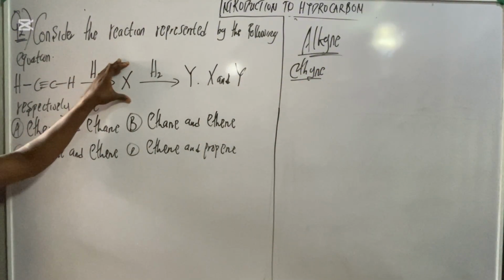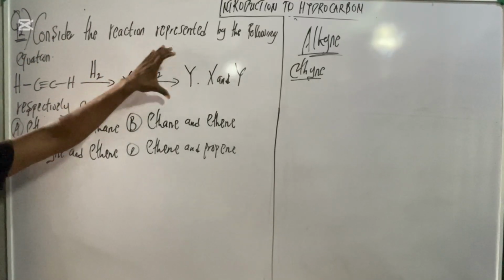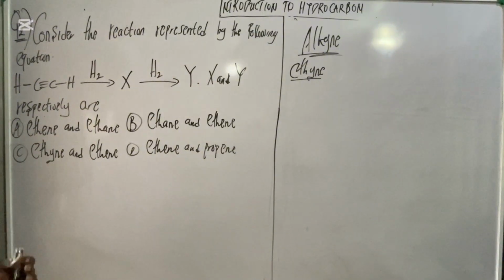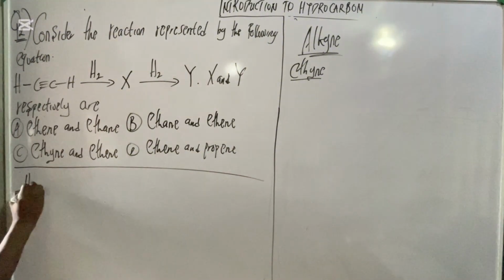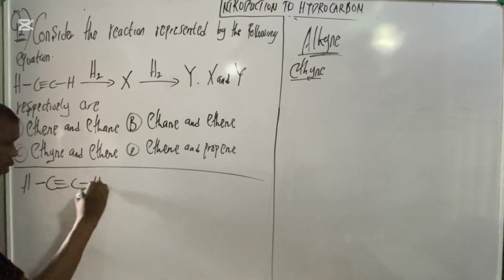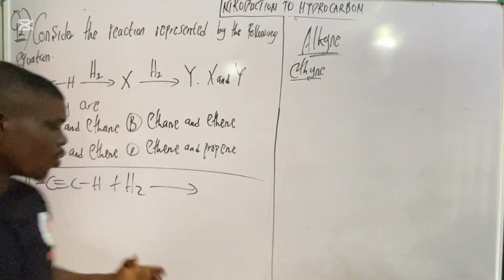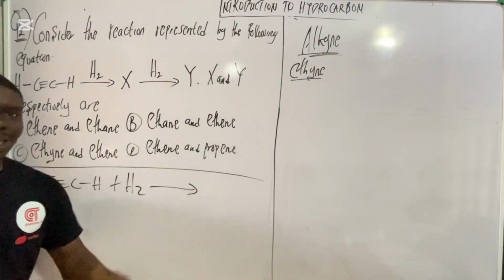What will it produce? And that product, if it should also react with hydrogen, what is it going to produce? X and Y, respectively. So they're asking here, let me write this out. Here we have HC≡CH plus H2. Now let me ask you, what type of reaction is this when an alkyne reacts with hydrogen?